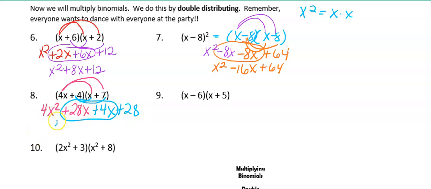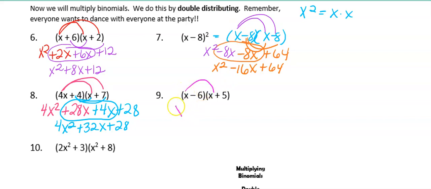So then we're going to put those two together. We're left with 4x squared, 28 plus 4 is 32x, plus 28. And then I'm going to ask y'all to do this last one on your own. Generally, when you guys are in class, I'm going to ask you to do it on your own. So we will come down here and we will work through it.